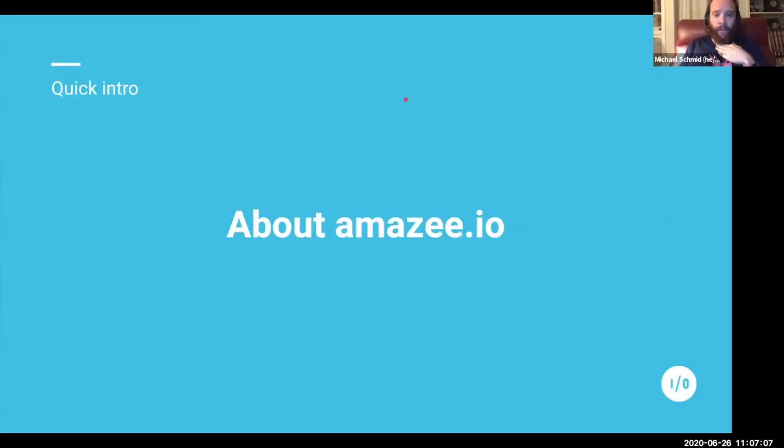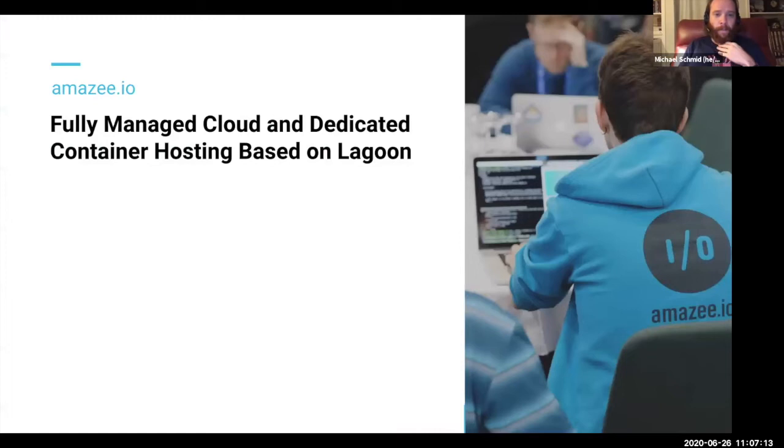Yeah, let's shortly look into Active Standby. But before we do this, a short introduction to Amaze.io. We are a fully managed cloud and dedicated container hosting platform. We can host anywhere in the world, meaning that wherever you can start a server and we can install Kubernetes on it, which is pretty much any server in the world, we can host there.